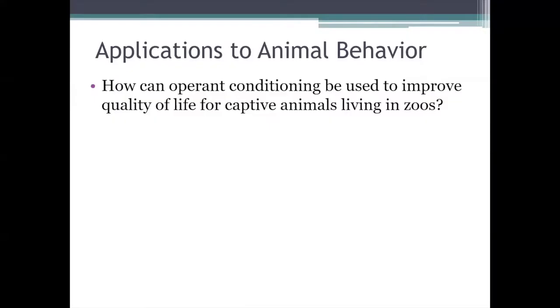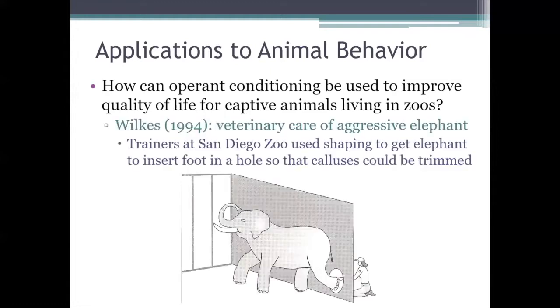This is going to be a pretty brief one, and in it, I'm going to be focusing on the last section of your reading assignment for this week, the last section of Chapter 9 of the textbook, which describes several interesting ways that operant conditioning can be applied to improve the quality of life for captive animals, such as those in zoos.